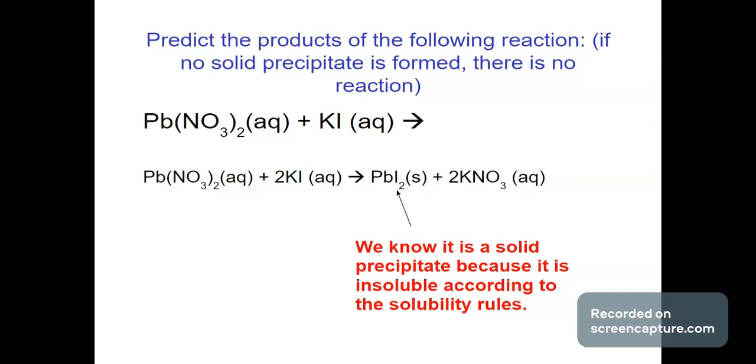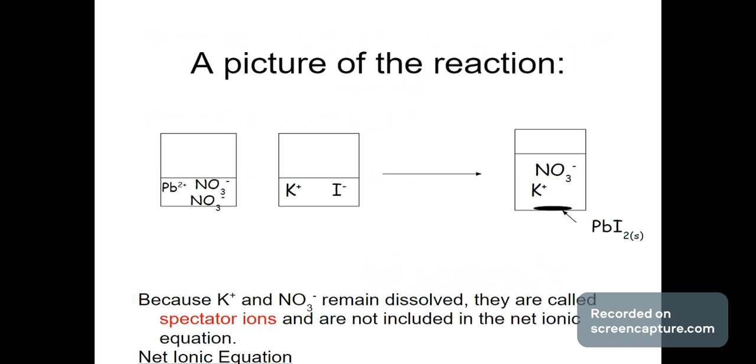This one deals with lead nitrate in water, and it's being interacted with potassium iodide, and it forms lead iodide and also potassium nitrate. And we know it's a solid precipitate because it's insoluble according to the rules. Something that's insoluble, meaning it's not dissolved, is going to form as a precipitate at the bottom. Some pronounce it precipitate or precipitate. You may hear both. Here's a picture of a chemical reaction.